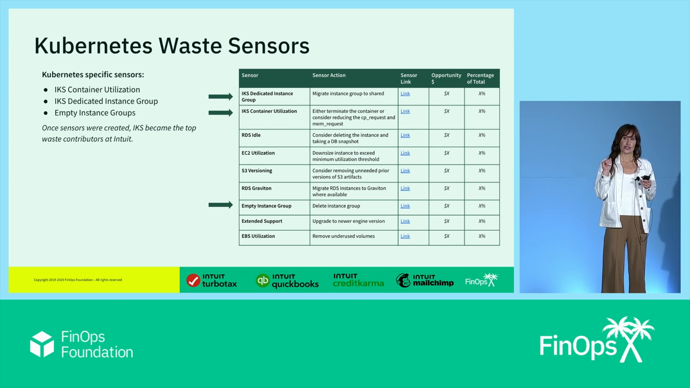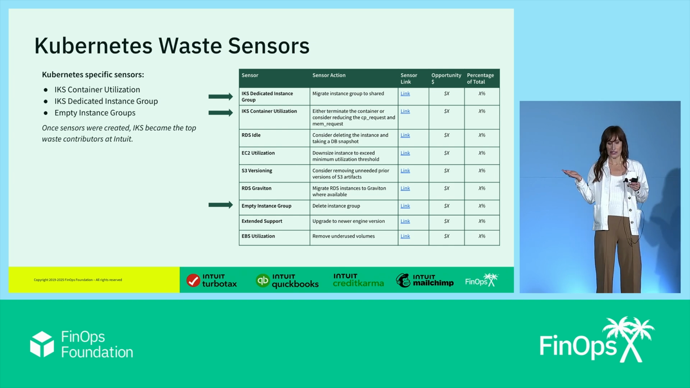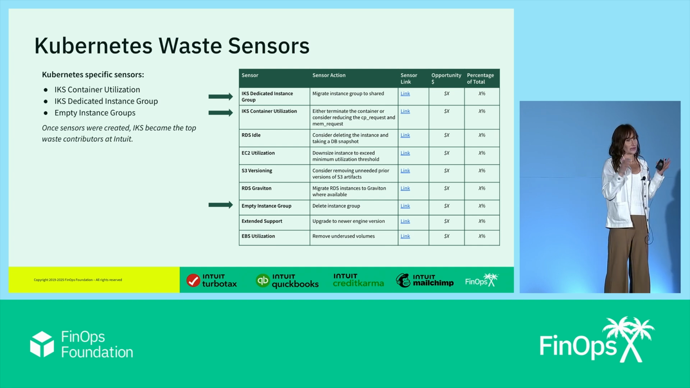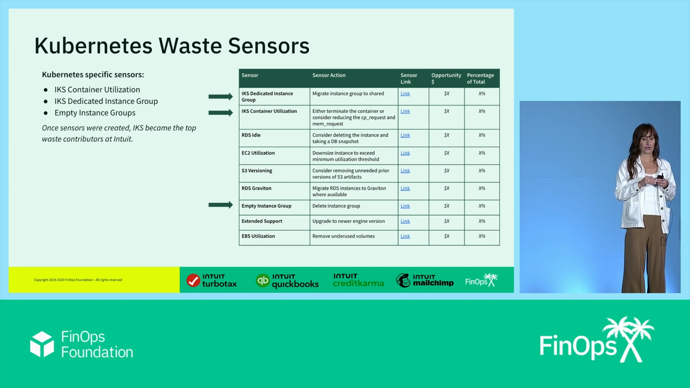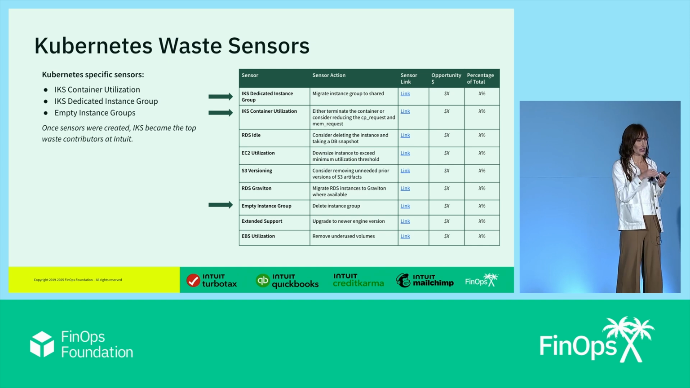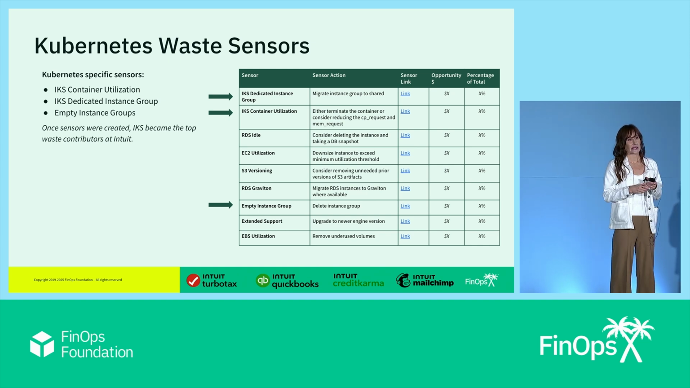But that issue was mitigated when the IKS team created pod security groups. And so now that we have pod security groups, there's really no reason to be in dedicated, and it's much more expensive. And there's other benefits of being in a shared instance group that Alfred's gonna touch on. So this sensor flags any instance group that is still on dedicated and we want them to move to shared. And we estimate how much they could save if they move to shared.